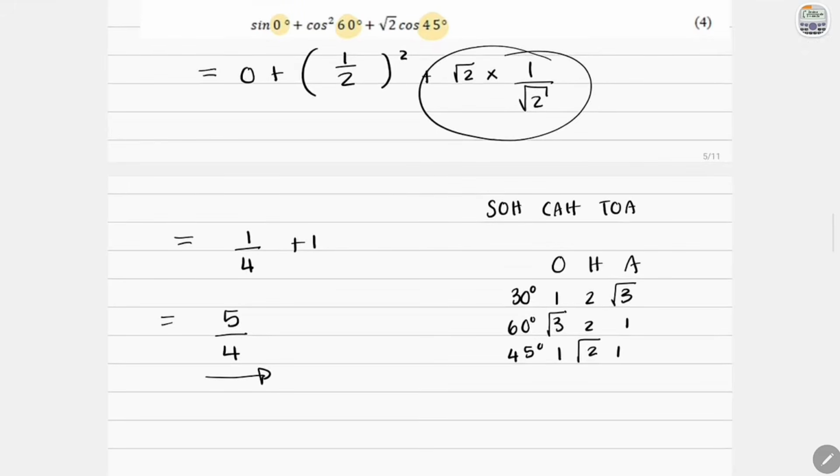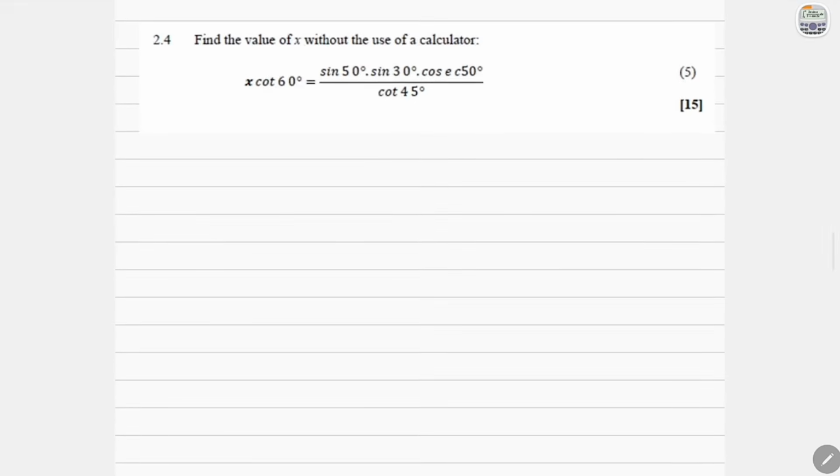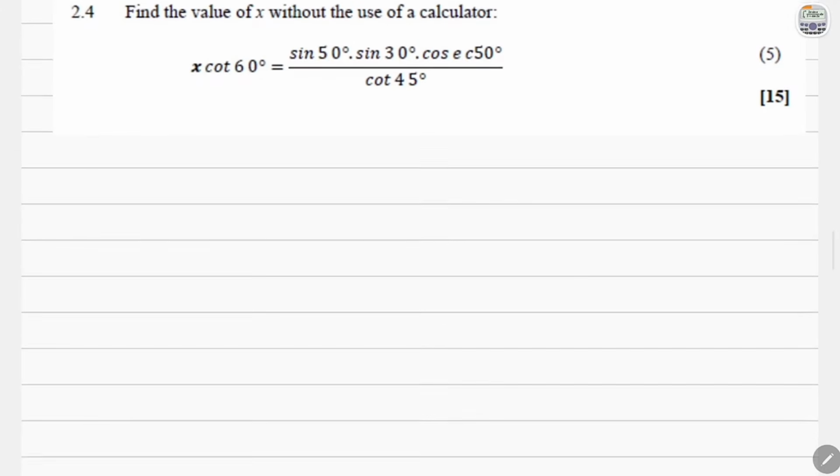Moving on to the next question. The last question for question 2 says, find the value of x without the use of a calculator. Okay, so x is over here. So to get x alone, do you see that all we have to do is get rid of this? Okay, so we'll have to simplify these further as well. So we can leave this as x.